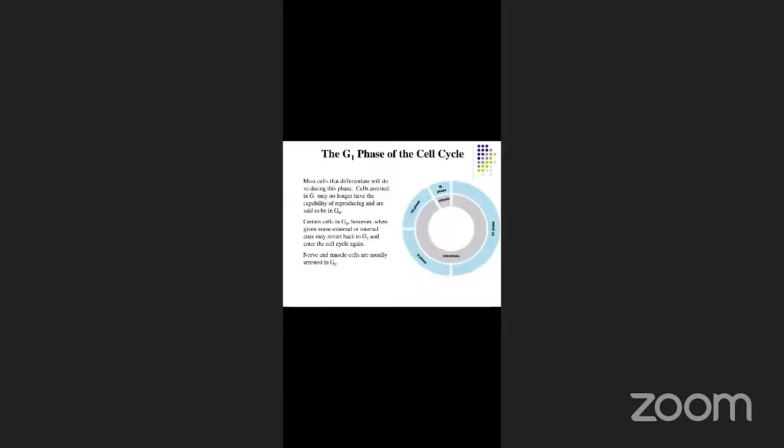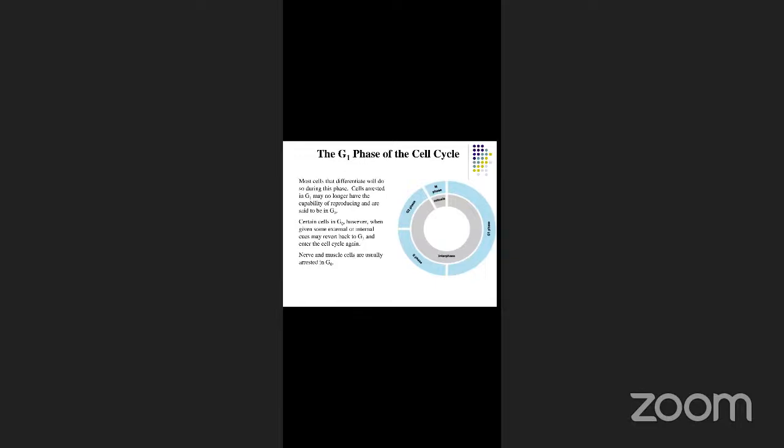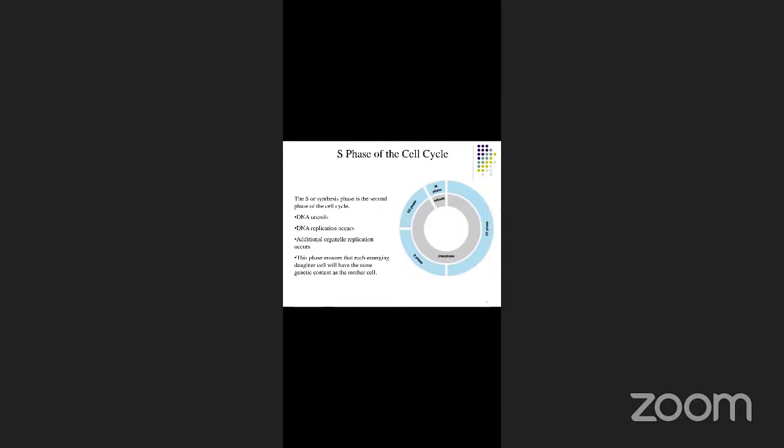Most cells that differentiate will go during this phase, and some cells will get arrested in the G1 and enter into the G0 phase, where they cannot reproduce further. Certain cells in the G0, when given some external or internal stimuli or signals, can revert back into the G1 phase and continue the cell cycle. Usually nerve and muscle cells don't regenerate; once they get damaged, they are damaged, right? We don't see a regeneration of the nerve cells and the muscle cells because they enter into the G0 phase. Then the next phase is S phase, which is synthesis phase, where the DNA replication takes place.